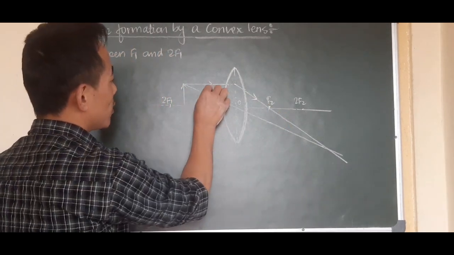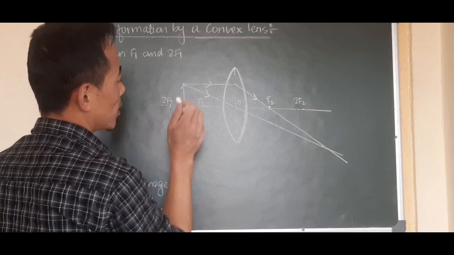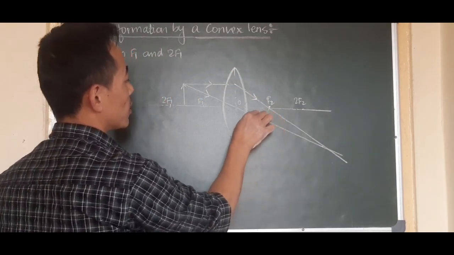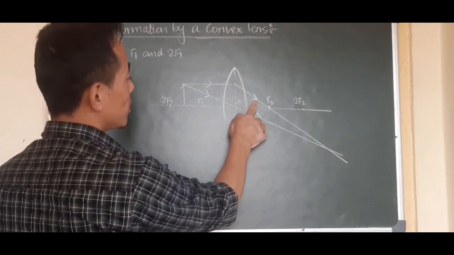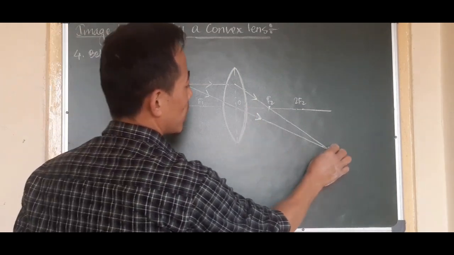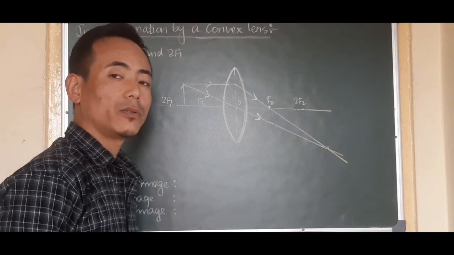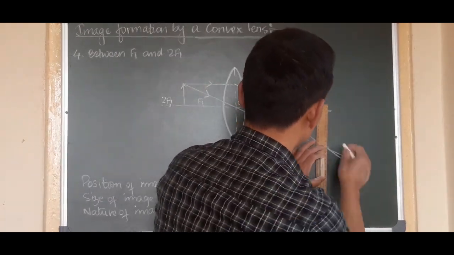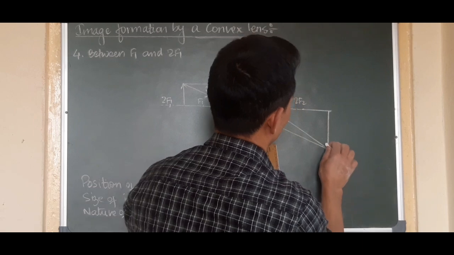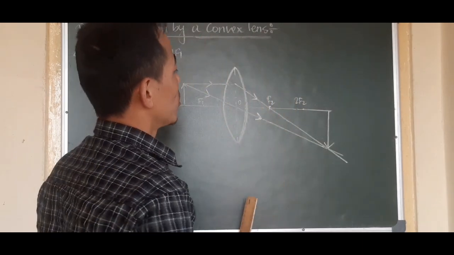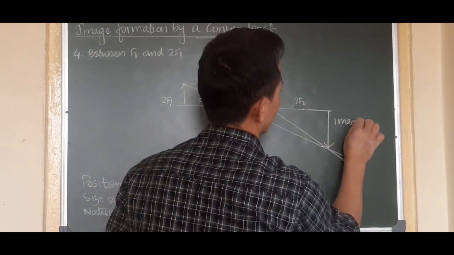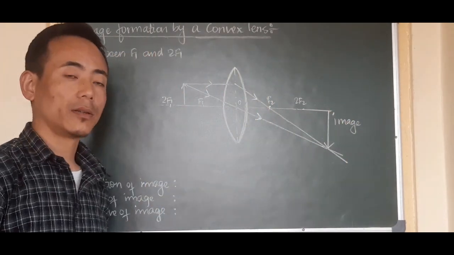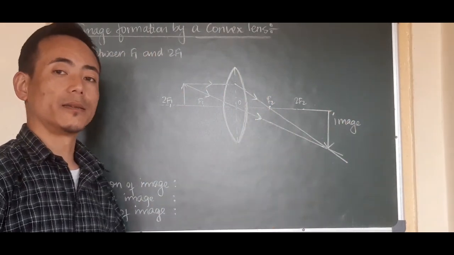Now another incident ray that we are taking is passing through the optical center, and the rule says it goes without any deviation. That means it will travel in the same straight line. So as you can see, these two refracted rays intersect at this particular point. So wherever the two refracted rays intersect, just drop a perpendicular on the principal axis. I hope you are finding it easy now. So this will be the image of the object which is kept between f1 and twice of f1. So with rules it's very easy and simple.